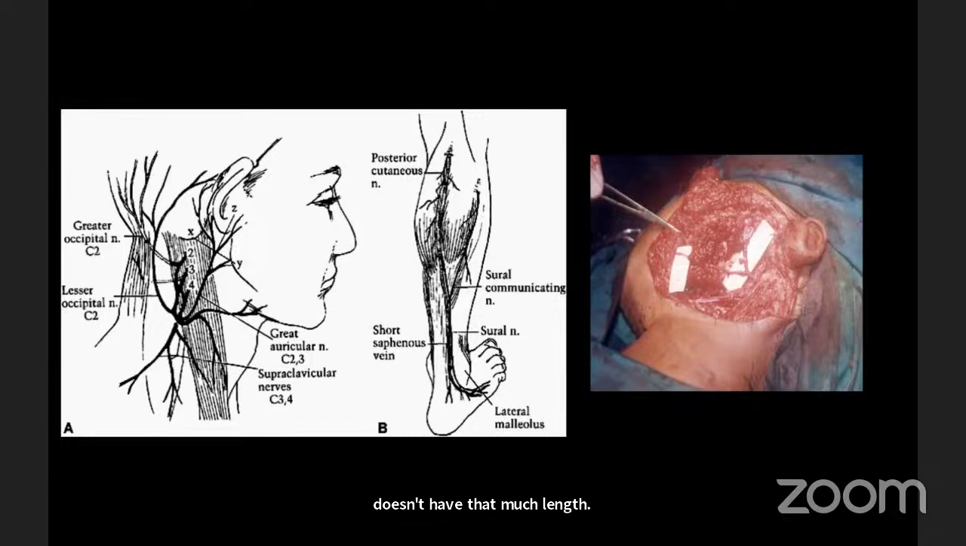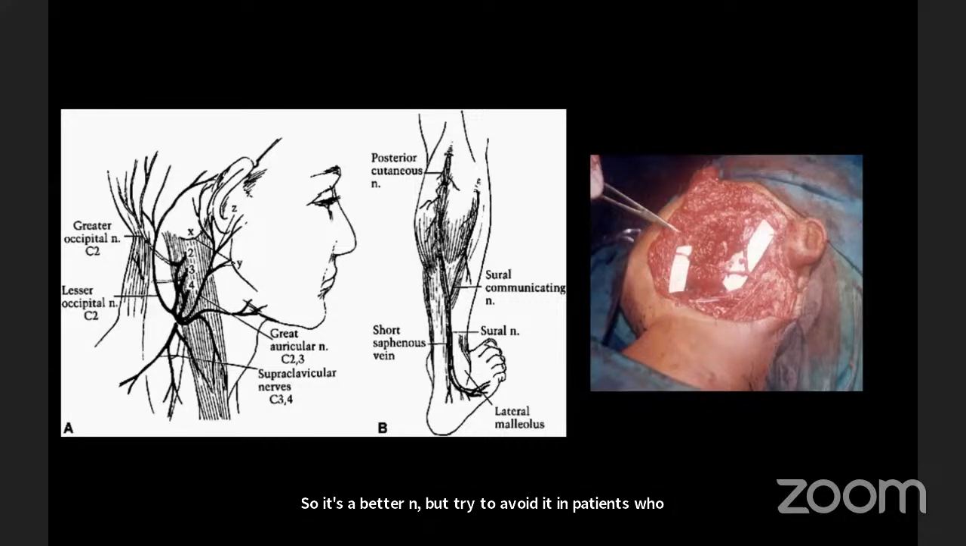You can harvest a sural nerve graft without making a long incision with a nerve stripper. You can use the sural nerve in multiple splits. So it's a better nerve, but try to avoid it in patients who have peripheral neuropathy.